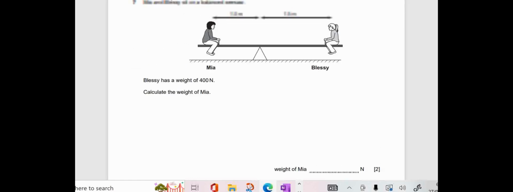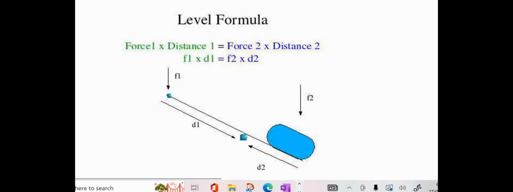So we have to remember the formula. There's a formula for lever. The lever formula is force 1 times distance 1, and this is the fulcrum, equals force 2 times distance 2. So this F1 and F2 are the weights of the two girls. Now let's apply that on this question. F1 times D1 equals F2 times D2.